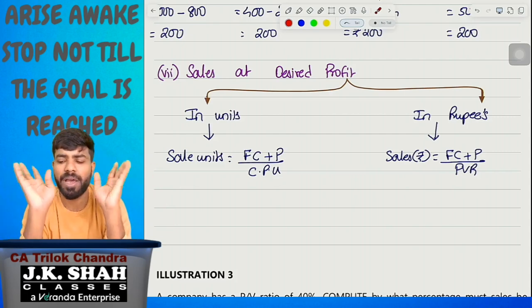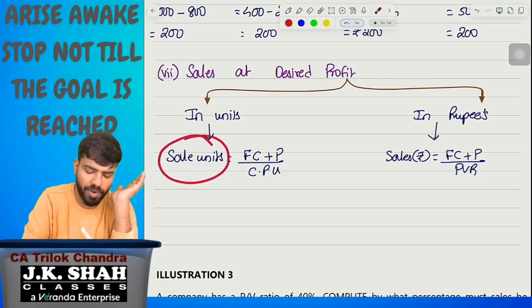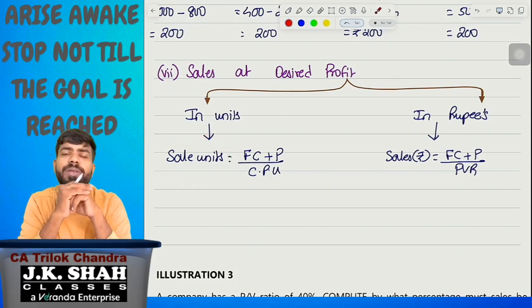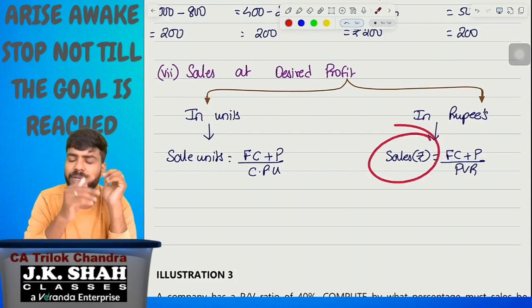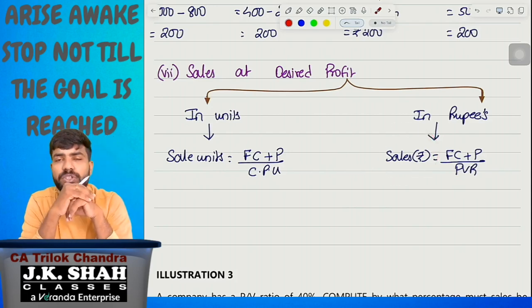So simple formula: if you want to calculate sales in units, fixed cost plus profit divided by contribution per unit. If you want to calculate the same sales in rupees, fixed cost plus profit divided by PV ratio.